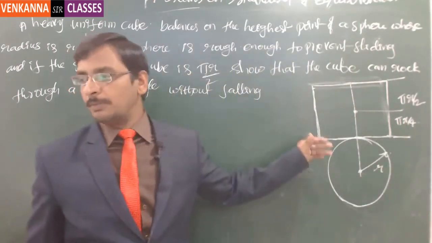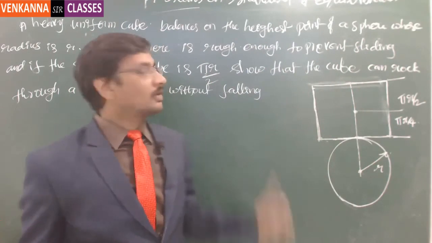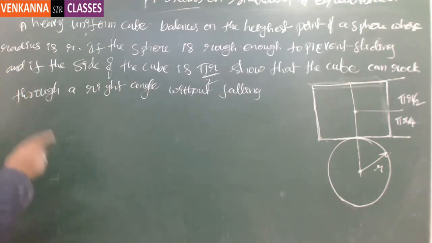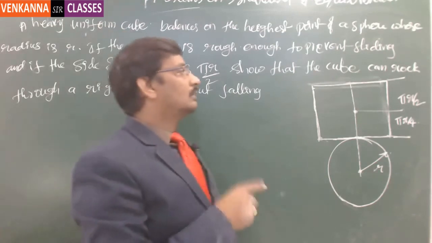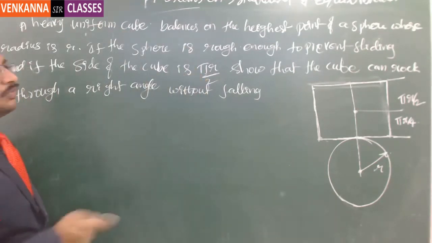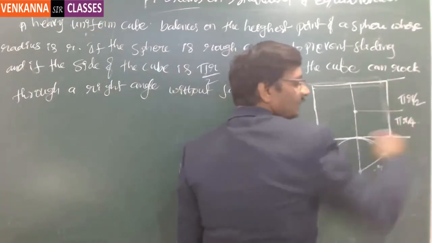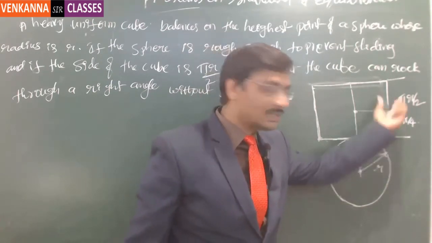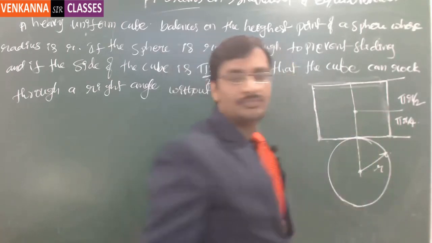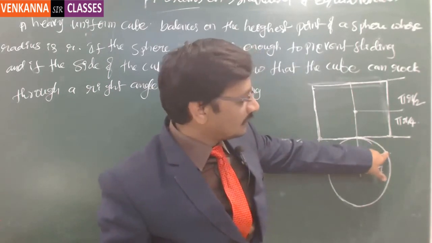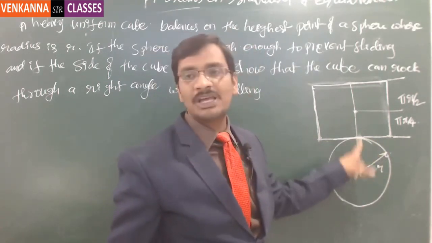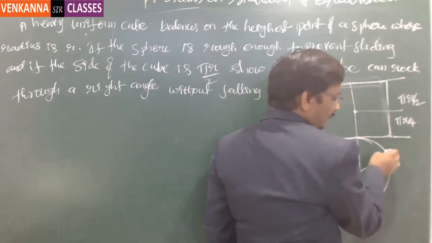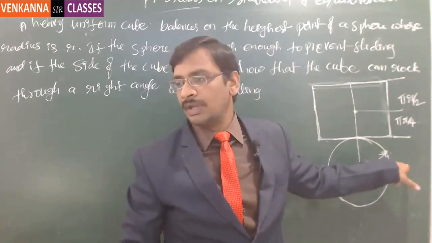Now first of all we have to prove that this is under stable equilibrium. The problem statement says that if the sphere is rough enough to prevent sliding, and if the side of the cube is pi r by 2, show that the cube can rock through a right angle without falling. Rocking means if you tilt it like this, how much distance will it withstand? Now when will this fall down? When this particular point is in contact with this part, the roughness of the sphere will not prevent it from falling, right? So when you are tilting like this, if it touches somewhere here, then definitely it will fall down, and that is the condition for the fall.